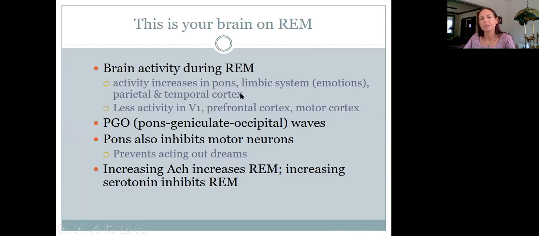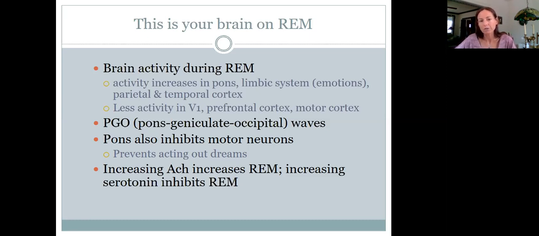REM, the brain activity that we see during REM is the pons and the limbic system, the parietal and temporal cortex become very active. But there's less activity in V1, which is the occipital cortex, primary visual area, and prefrontal cortex and motor cortex. So you can imagine what that looks like, right? The activity increasing in the pons is going to lead to a kind of paralysis of the body, and that's going to prevent us from acting out our dreams. And with the limbic system, you can imagine that dreams are very emotional, so that area is improved.